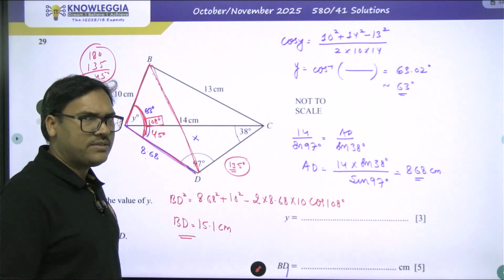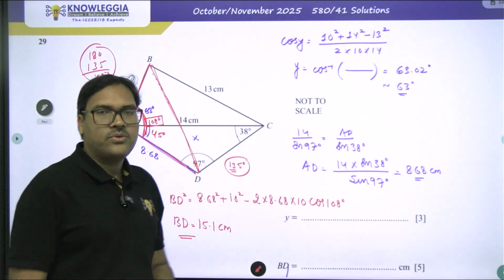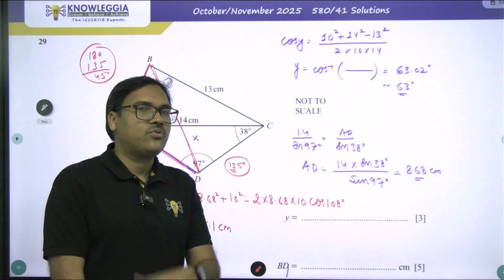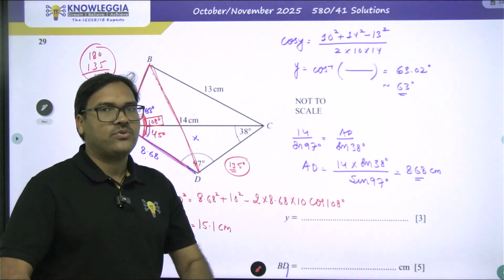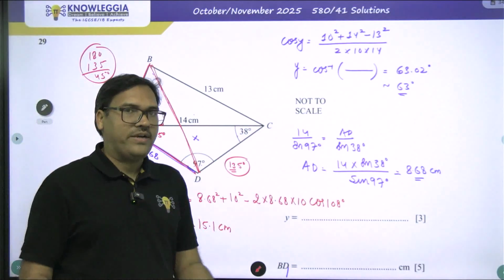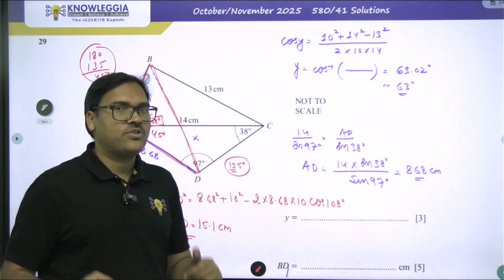So I hope you understood this. Always remember, when two sides are known to you and the angle between them is known to you, you use cosine rule to find the third side. That is the best way to use cosine rule. And if you know all the sides of the triangle, use cosine rule to find the angles. Okay, this is a tip which you should remember.